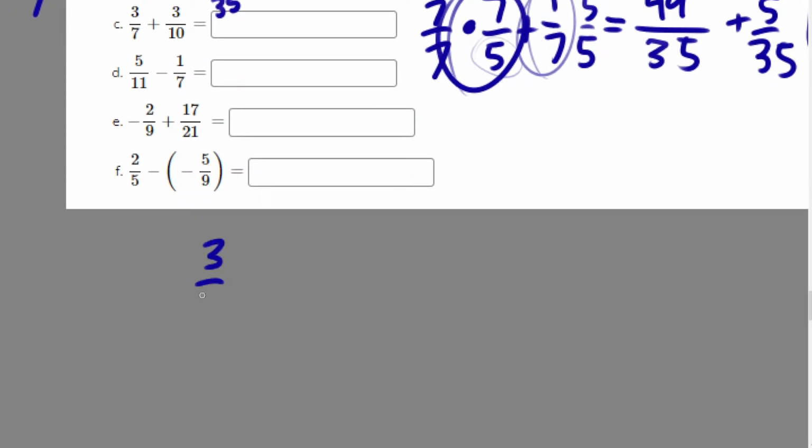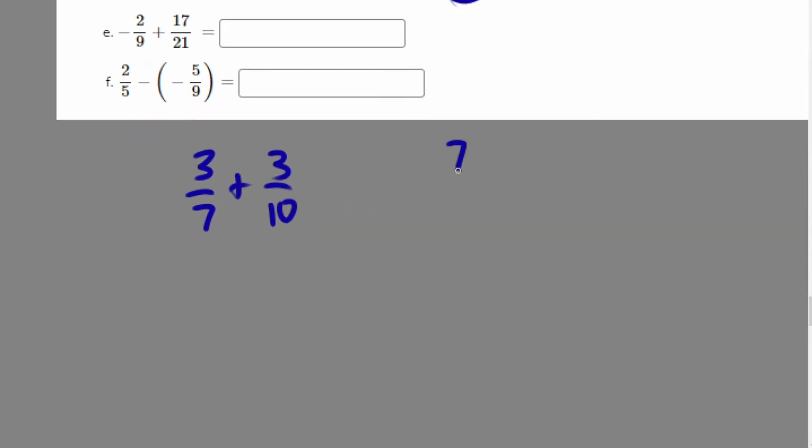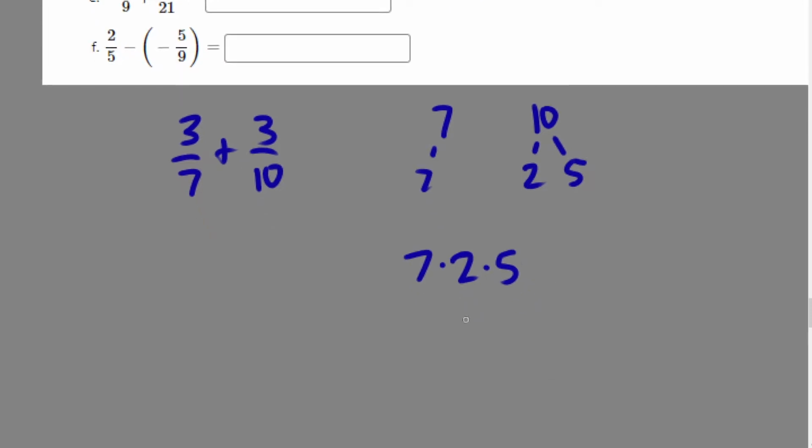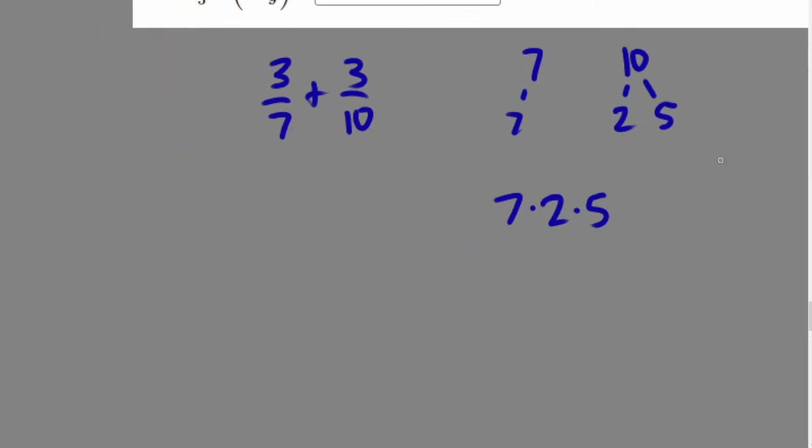So we have 3 over 7 plus 3 over 10. We need to find the common multiple. So 7 and 10. 7 is prime. 10 is 2 and 5. So we need 7 times 2 times 5, which is going to be 70. 70 is our lowest common multiple.